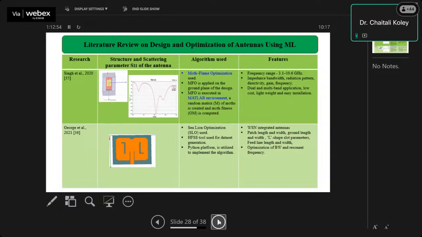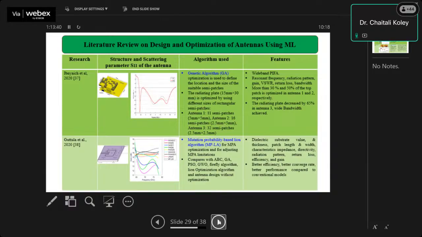And here, if you see, they have introduced that L type of slot within the patch. The patch length and width, the ground length, the width of the L shape of the slot parameter, then feed line length and width. These are all parameters on which you have to do the parametric analysis. Then they can obtain the optimized bandwidth and resonant frequency. For that purpose, they have used Python to implement the C-Lion optimization algorithm, and for antenna design, they have utilized HFSS for data set generation.